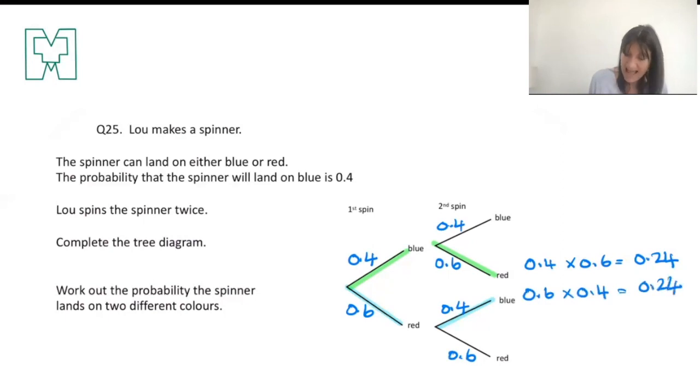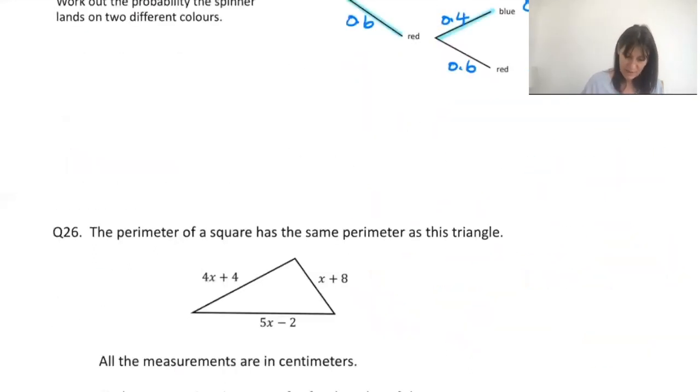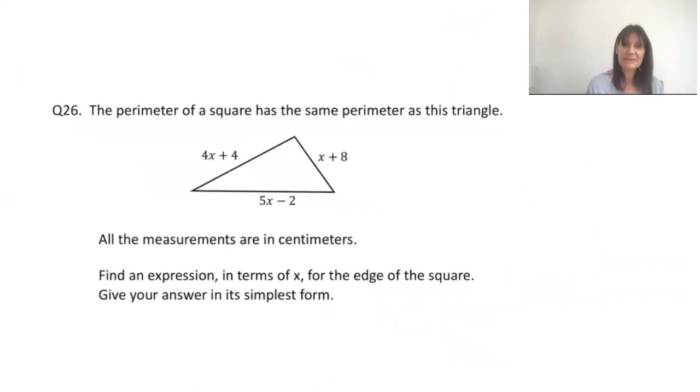And then you add. So if you've got more than one result, more than one outcome, you add them. So 0.24 plus 0.24 is 0.48 as a final answer. Okay. All right. Question 26.